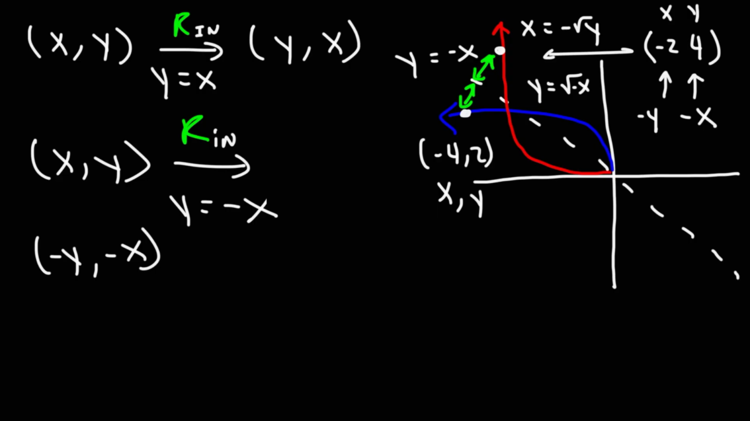So to review, anytime you need to reflect a point or an ordered pair across the line y equals negative x, you need to find the negative inverse. So first you find the inverse by switching x and y, and then you negate the values of x and y by changing the signs of x and y. So find the inverse and then change the sign. That's how you can reflect a point across the line y equals negative x. So (x, y) becomes (negative y, negative x).